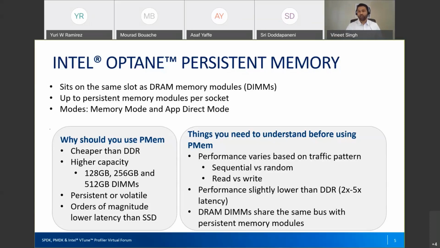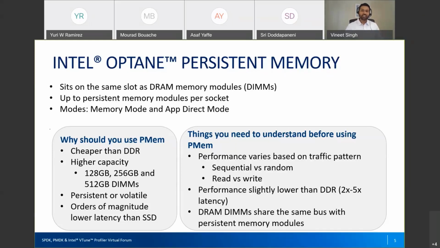Performance is lower than DDR. The usual latencies that you will see will be around twice what you see on DDR. And your DDR DIMMs and your persistent memory DIMMs sit on the same bus. There are two slots per channel in Cascade Lake, and the DDR DIMMs go in one of the slots and the persistent memory DIMMs go in another slot. So they are sharing the same bus. These are the things you need to be aware of.